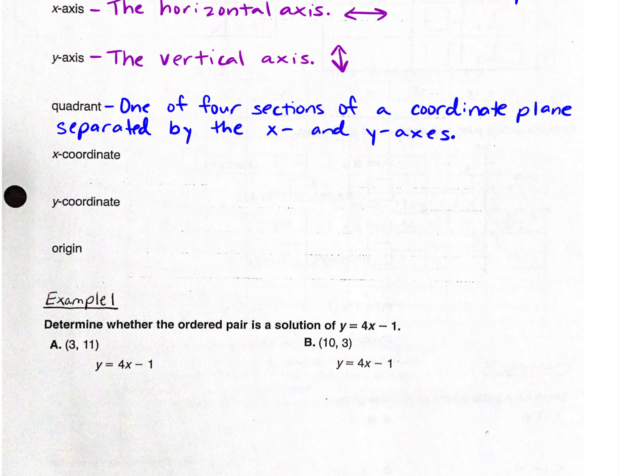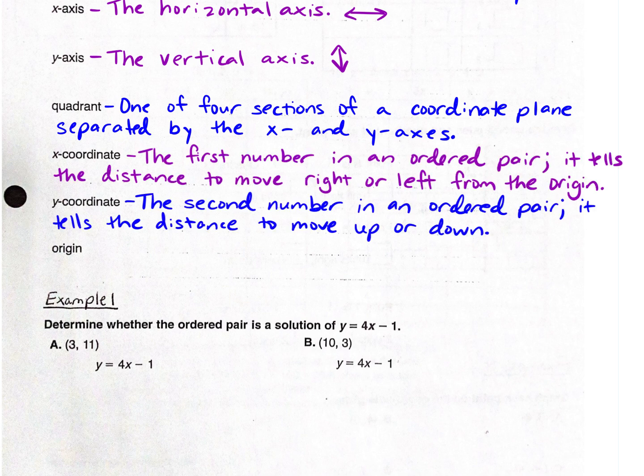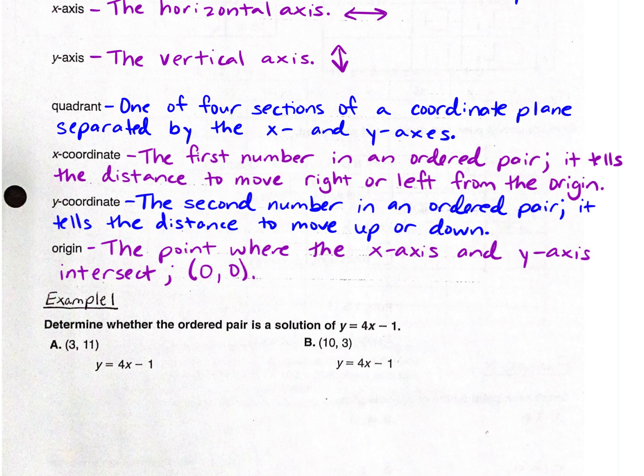The x-coordinate is the first number in an ordered pair. It tells the distance to move right or left from the origin. The y-coordinate is the second number in an ordered pair. It tells the distance to move up or down, and this is after you have used the x-coordinate. The origin is the point where the x-axis and y-axis intersect. It is the point (0, 0).